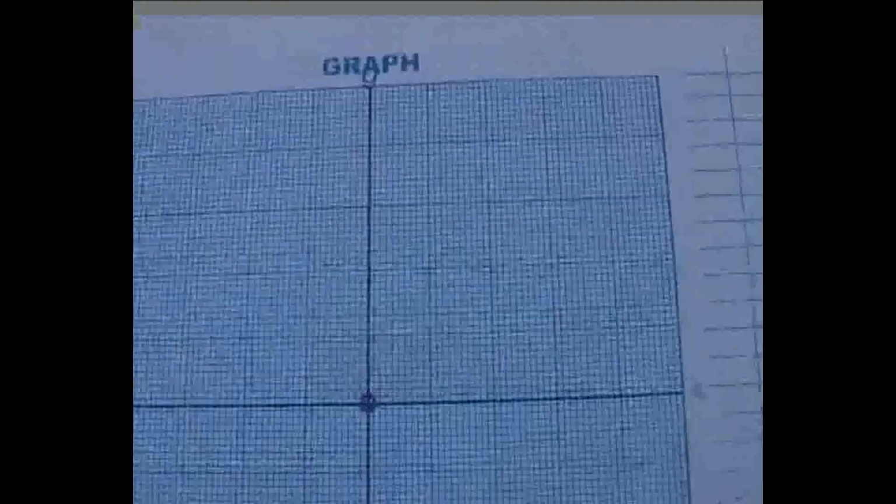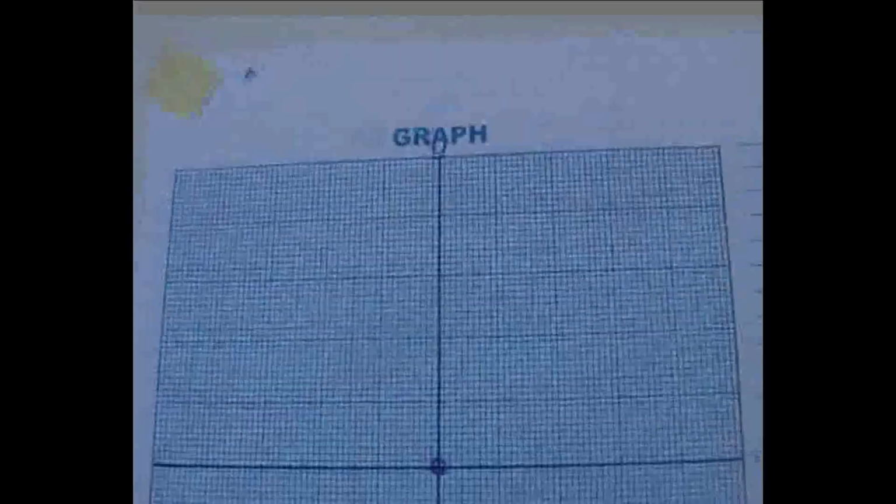That's the y-axis now. Okay. Now we can fit in our values at the point of intersection of the two axes. Put 0. This 0 begins every axis. Okay. Now let's put the values of x first.